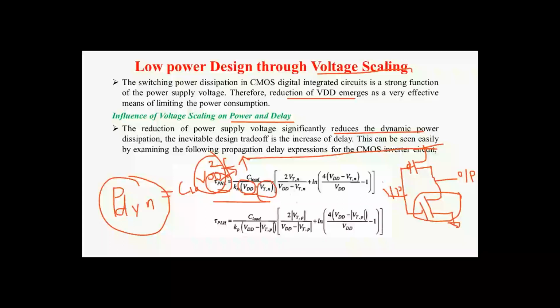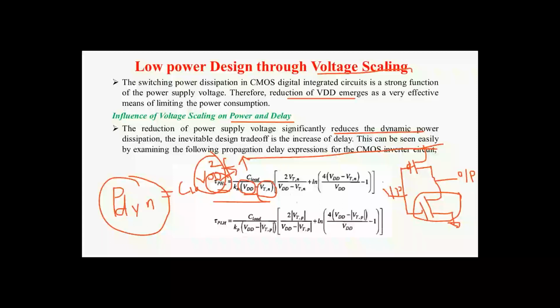In this method we utilize two kinds of circuit to compensate the threshold voltage for the low supply voltage, that is, the reduction of VDD. At the same time we have to reduce the delay also. Is it clear now?